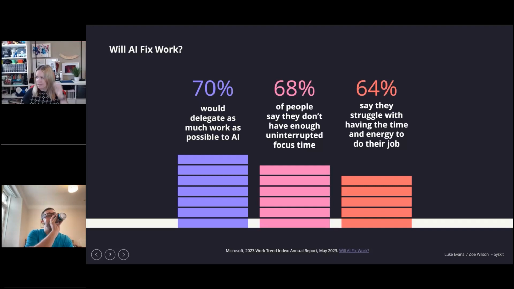Just on that as well. So 64% of people are saying that they struggle with the time and energy to do their job, and those 64% of people are 3.5 times more likely to struggle with innovation and strategic thinking. So when we start to think about removing the drudgery from people's lives, it's not just about giving them the time and energy to do their job, but about freeing them up so that they can focus on things that are higher value and more strategic.